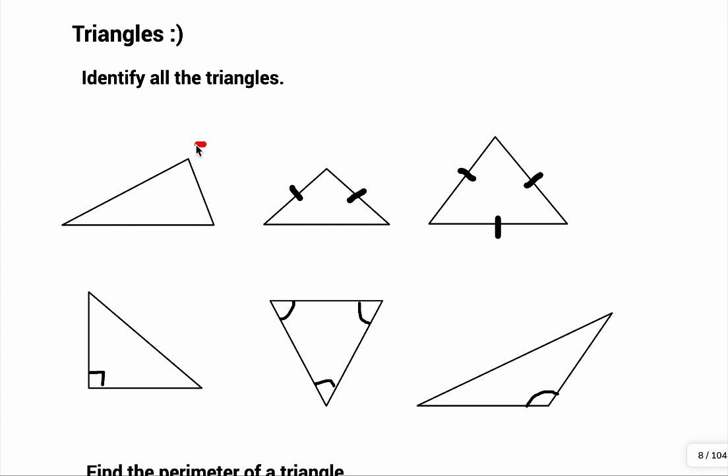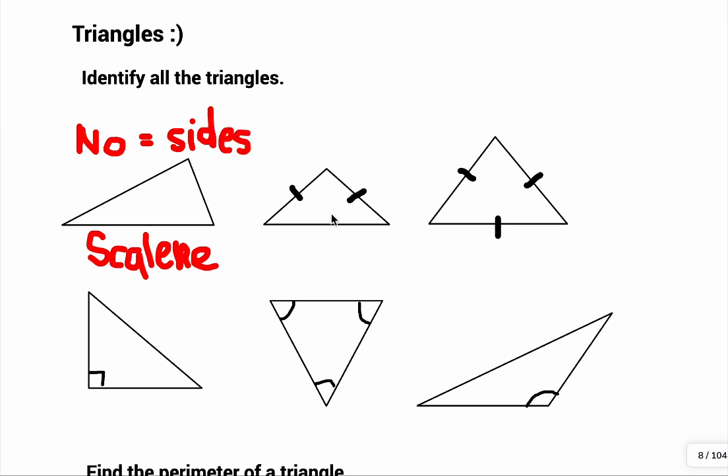So let's get started with the first one. This one is a scalene triangle because, as you can see, none of the sides are equal. And also, all the angles are acute, meaning they are all less than 90 degrees.